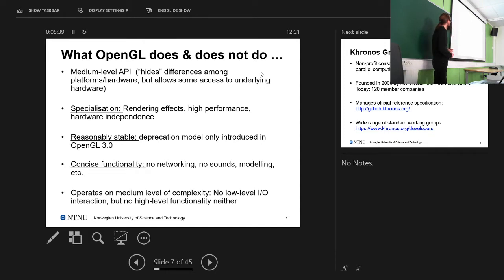It's not completely high level, but it's not low level either, because on low level you have to deal with these different intricacies of different hardware platforms and so on and so forth. Its specialization is rendering effects, high performance, as well as its hardware independence, which is very important, I think, also for this course, that you don't have to really care so much about what platform you run on. You basically have this standard of coding for every platform. It has also been reasonably stable, and it has a concise functionality, and it operates on medium level of complexity, basically. Very briefly about that.